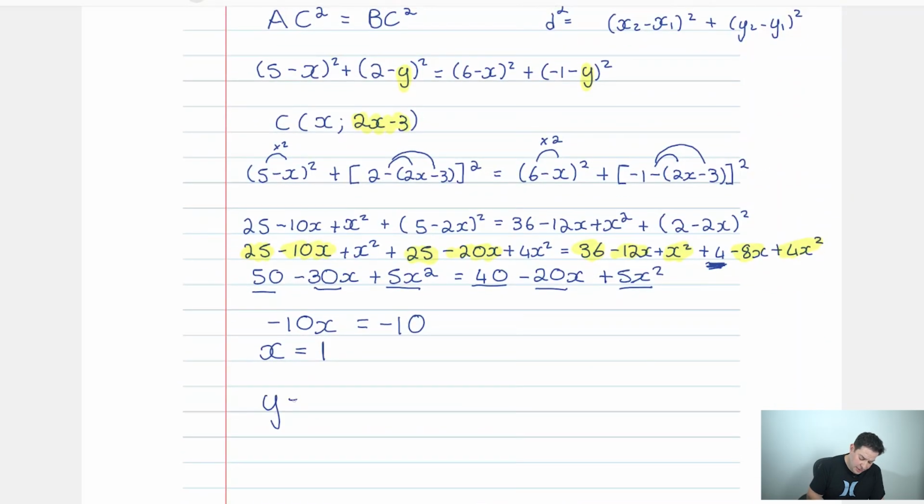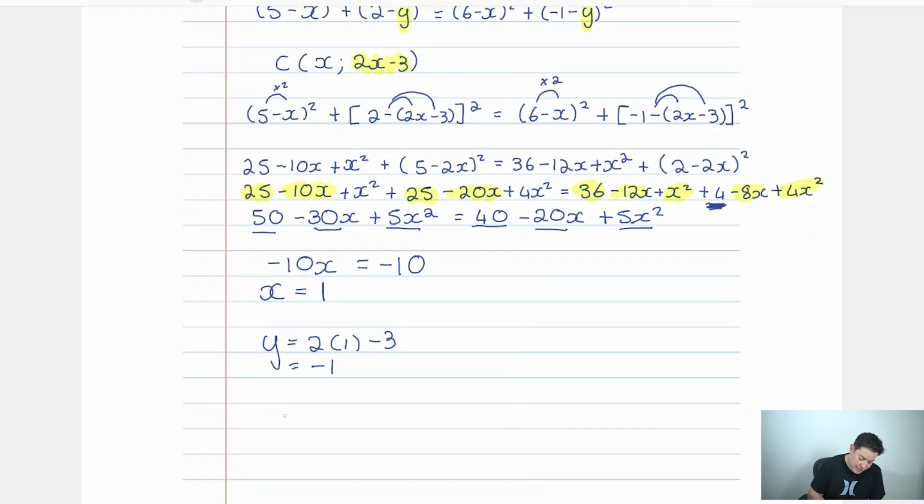So it's y equals 2x minus 3. And that gives us minus 1, 2 minus 3. So my circle center C is going to be x equals 1 and y equals minus 1. Right, let's move on to question B.